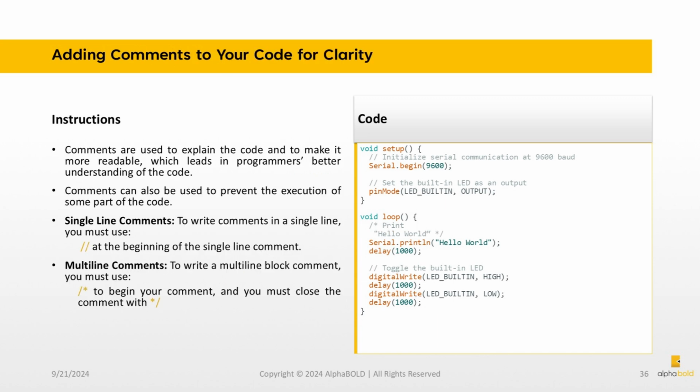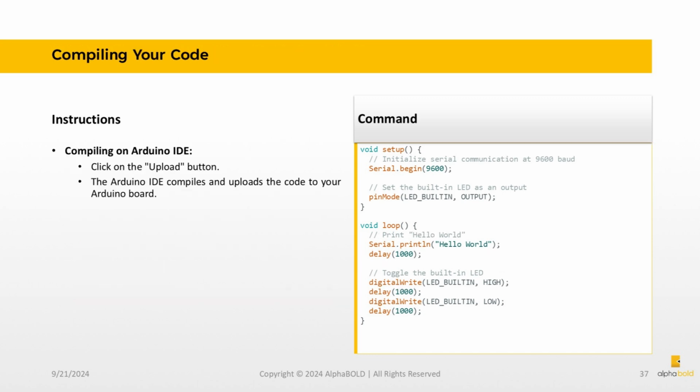Adding comments to your code for clarity. Comments are used to explain the code and to make it more readable, which leads to programmers' better understanding of the code. Comments can also be used to prevent the execution of some part of the code. Single-line comments. To write comments in a single line, you must use // at the beginning of the single-line comment. Multi-line comments. To write a multi-line block comment, you must use /* to begin your comment, and you must close the comment with */.